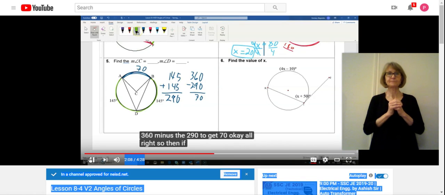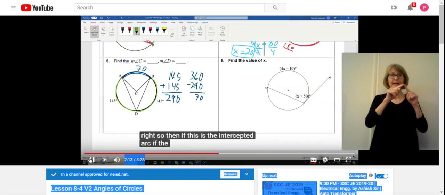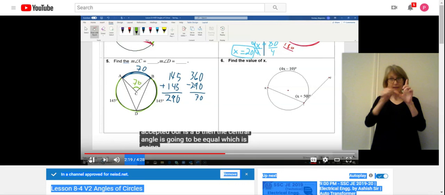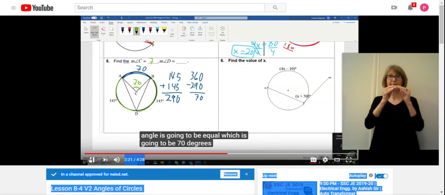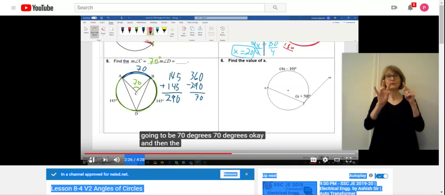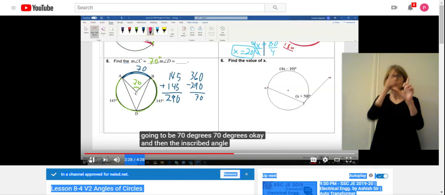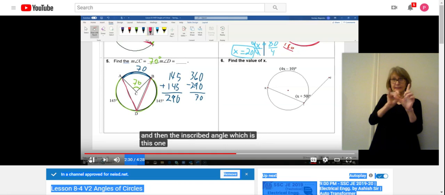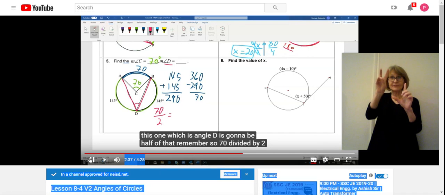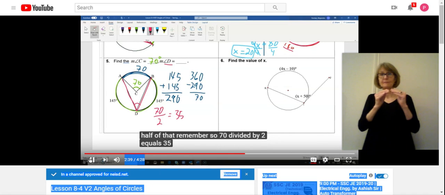All right, so then if the intercepted arc is AB, then the central angle is going to be equal, which is going to be 70 degrees. And then the inscribed angle, which is this one, angle T, is going to be half of that, remember? So 70 divided by 2 equals 35 degrees.